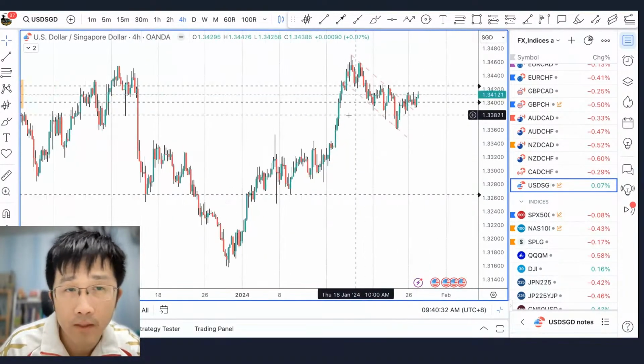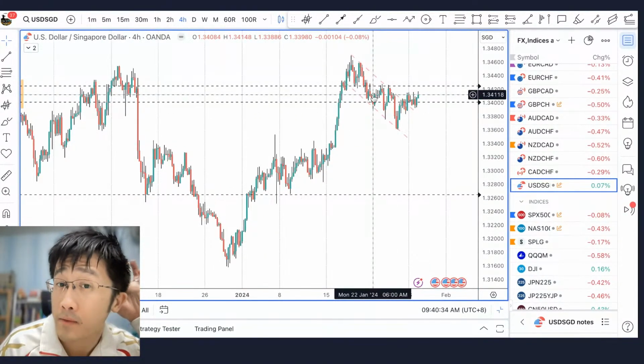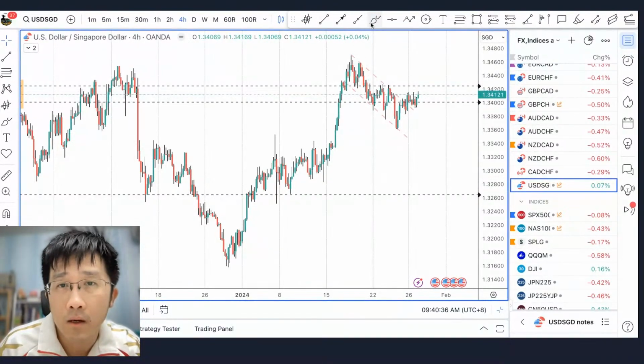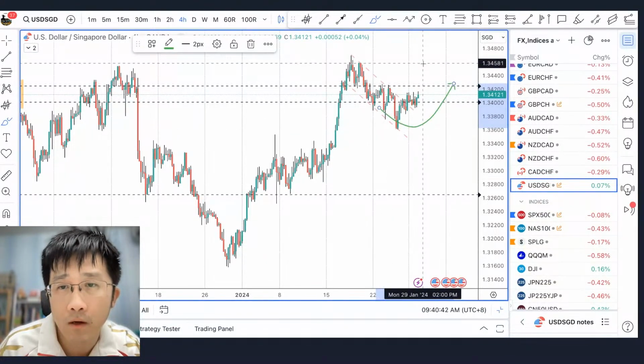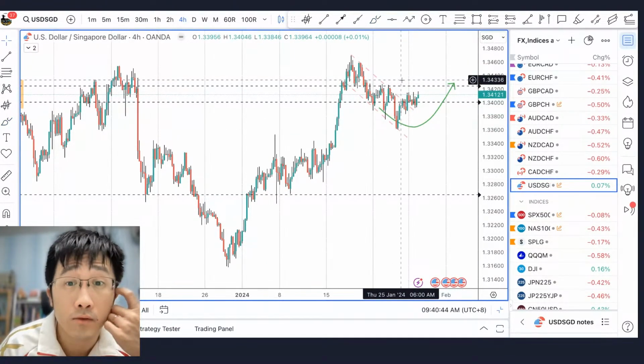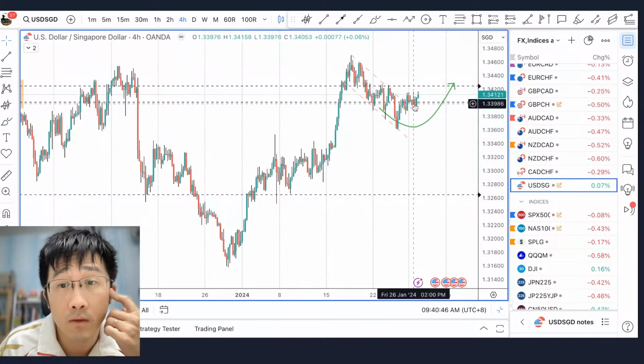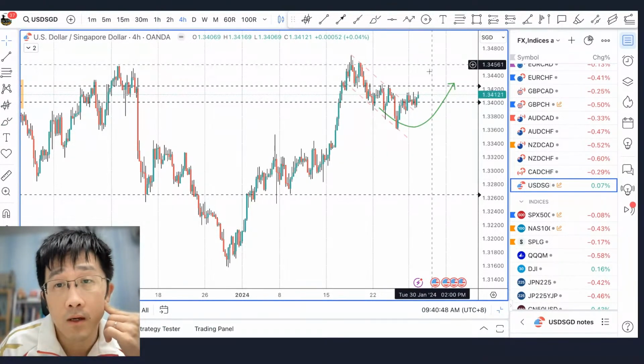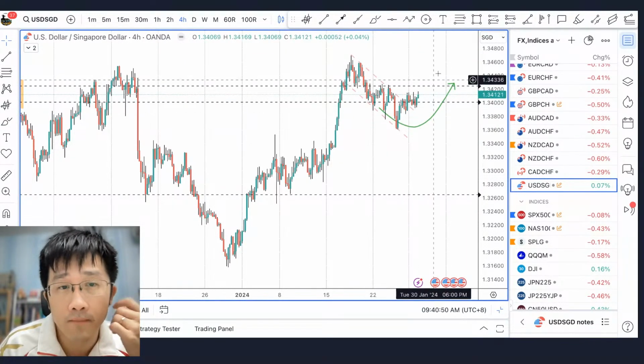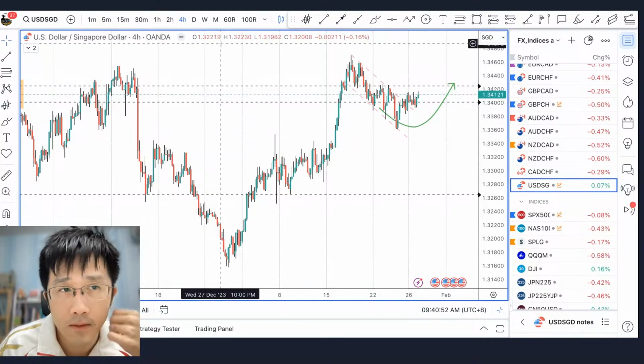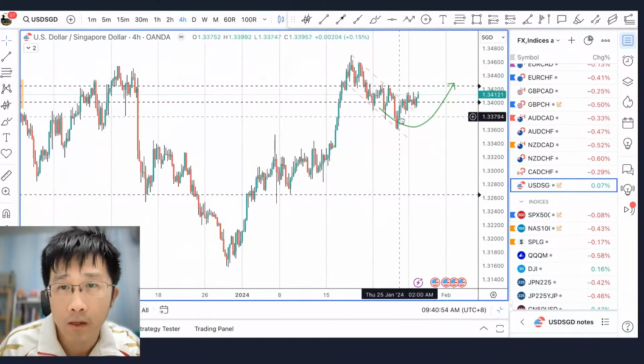But of course, since this is US dollar sing, and it's tied to the US dollar, we need to take into consideration the US dollar strength. So if the US dollar is going to be bullish, then of course we can look at sing dollar sing to go along.